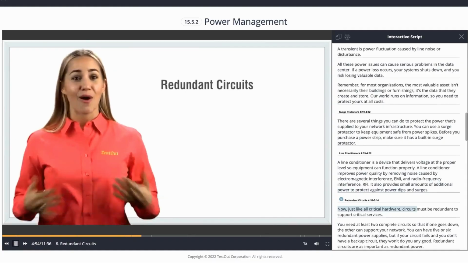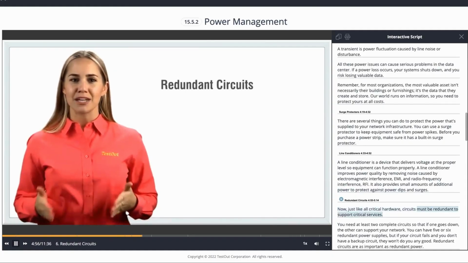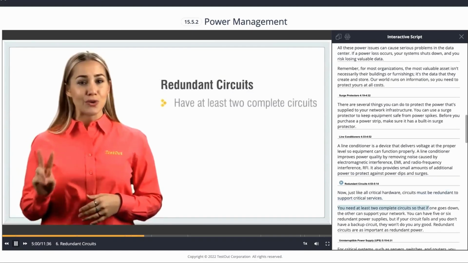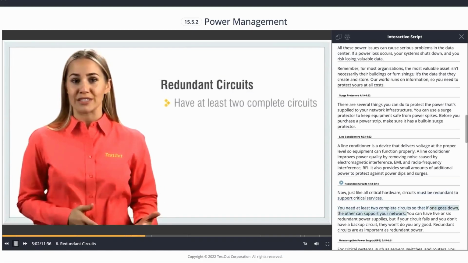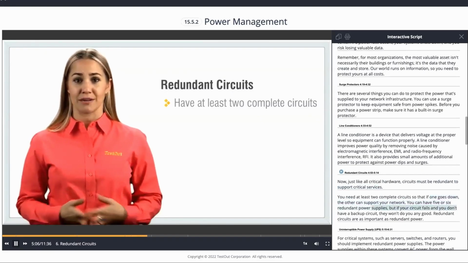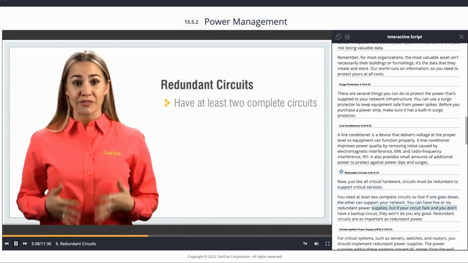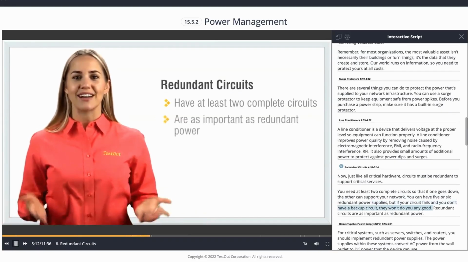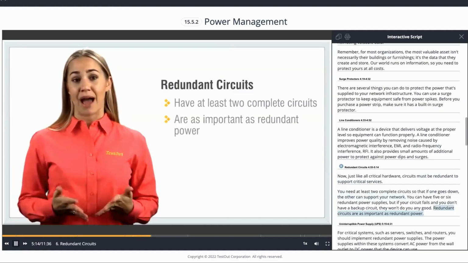Now, just like all critical hardware, circuits must be redundant to support critical services. You need at least 2 complete circuits so that if one goes down, the other can support your network. You can have 5 or 6 redundant power supplies, but if your circuit fails and you don't have a backup circuit, they won't do you any good. Redundant circuits are as important as redundant power.